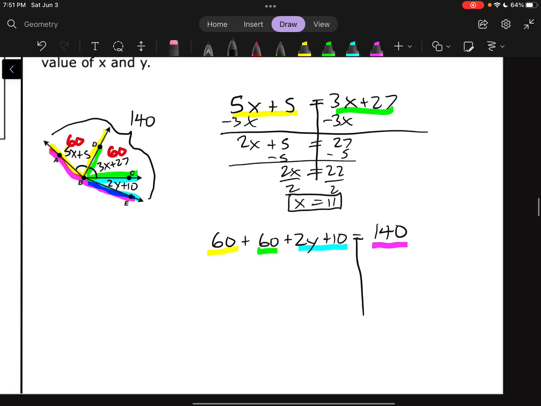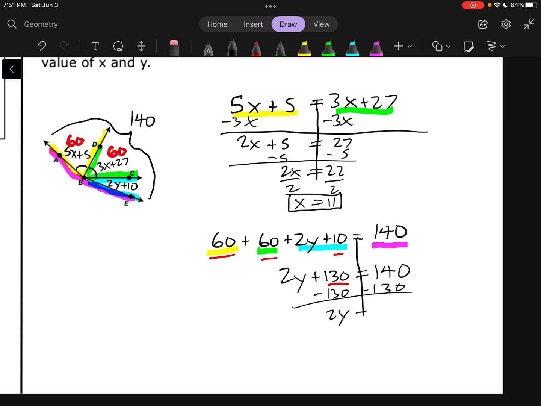So, what are we doing here? Let's combine some like terms. I've got a 60, and a 10. So that's going to be 2y plus 130 equals 140. Right? All those constants combined into the 130. Subtract the 130. Get 2y is equal to 10.